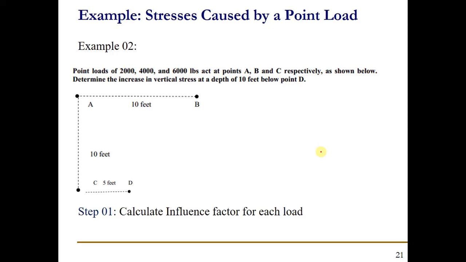Let's solve an example so that we understand the concept of the principle of superposition. We are given three point loads. Here at point A, the load is 2000 pounds. Here at point B, this load is acting, and at point C, 6000 pounds load is acting. This is the top view.